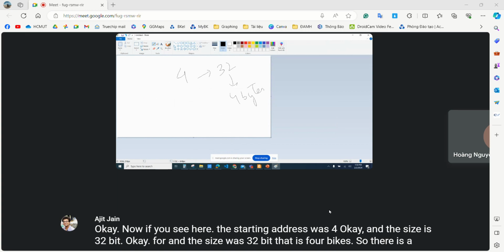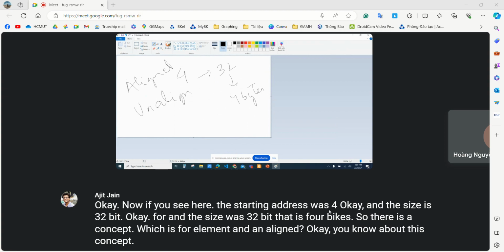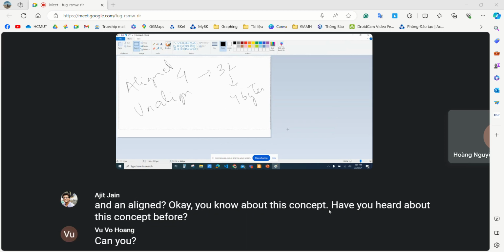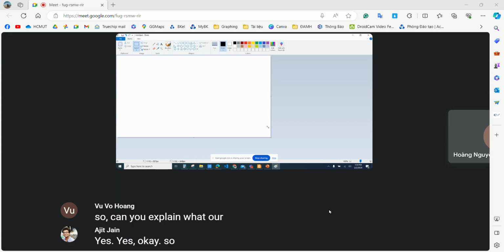So there is a concept called aligned and unaligned. Do you know about this concept? Have you heard about it before? Can you explain it for us? Yes.